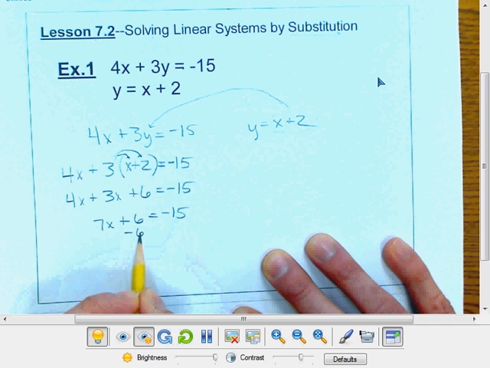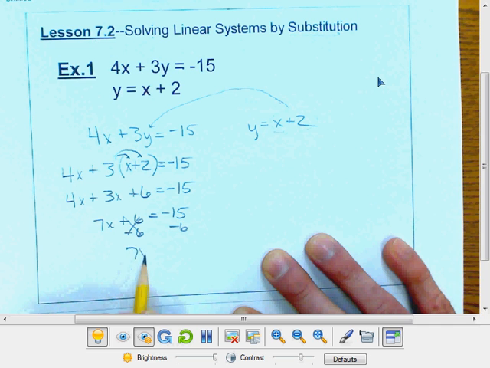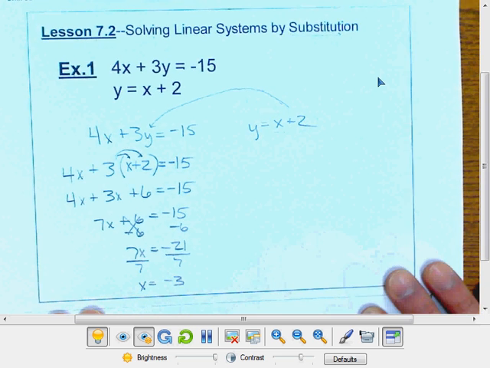We now work to isolate the variable and we subtract 6 from both sides. That'll get rid of that. We have 7x now equals negative 21. If we divide both sides by 7, we will get that x equals negative 3. And that's half our answer.